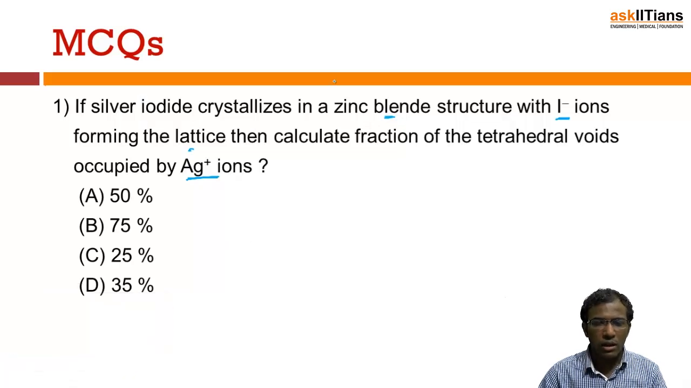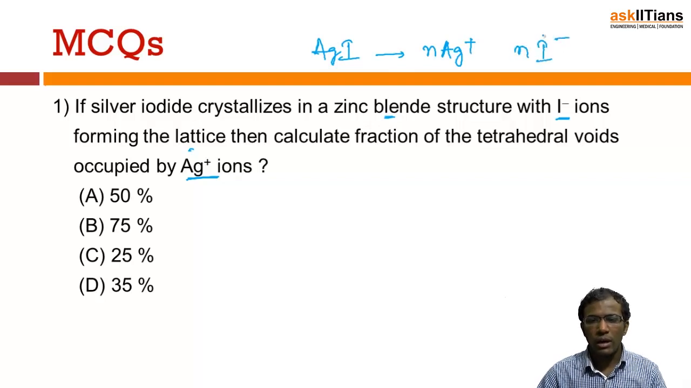Silver iodide, AgI, crystallizes in a zinc blende structure with the iodide ions forming the lattice. Suppose the lattice formed by AgI has N Ag+ ions and N iodide ions. So N iodide ions are forming the lattice. Calculate the fraction of tetrahedral voids occupied by the silver ions.